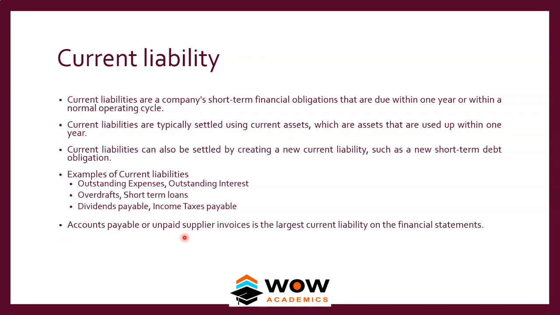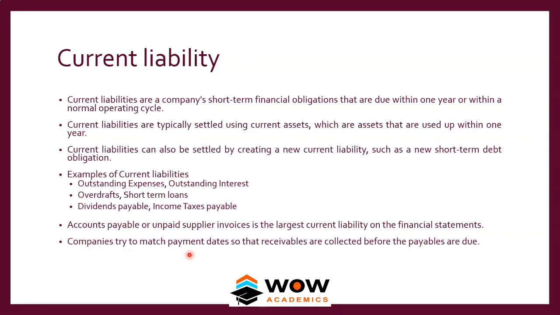Accounts payable, or unpaid suppliers' invoices, is the largest current liability on the financial statement. Okay, so there's something called accounts payable. Usually we will come to know it as creditors. We can call it creditors, bills payable, or accounts payable.